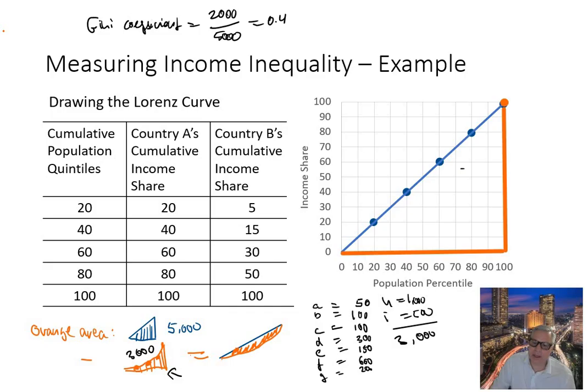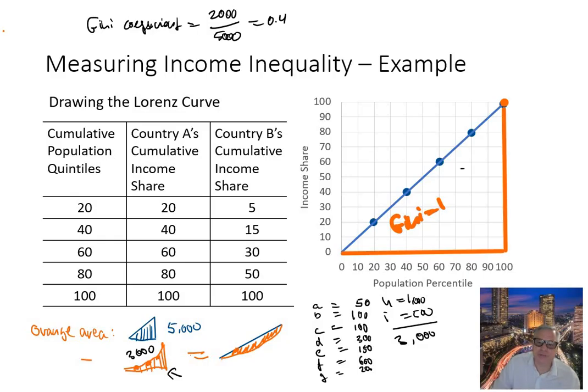So now we would get a Gini coefficient where we would take the area below the blue line, that's 5,000, and we divide by the area between the equal income line and that new Lorenz curve, which is 5,000, and divided by 5,000. So now here this would be a Gini coefficient of 1, which means perfect income inequality.